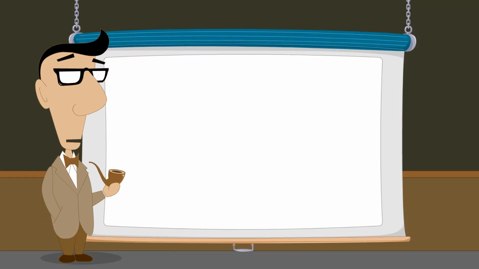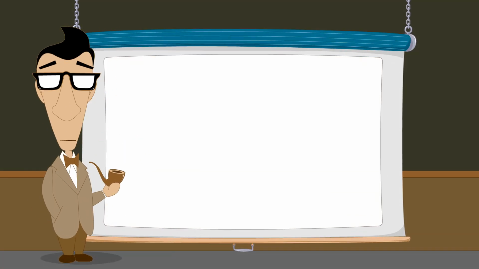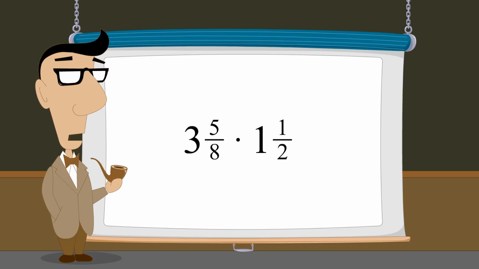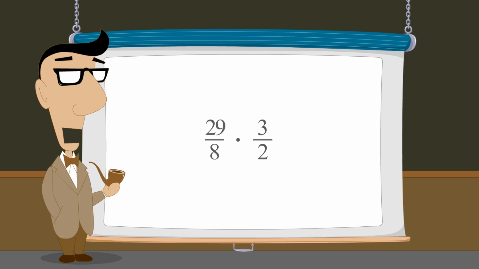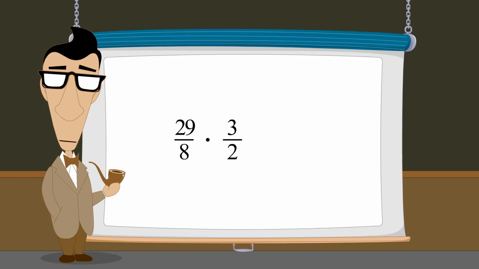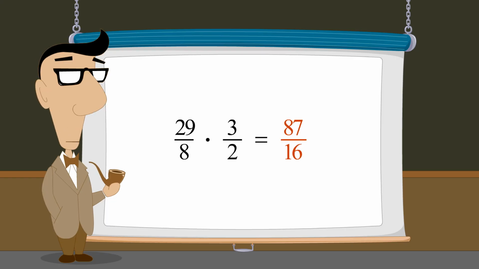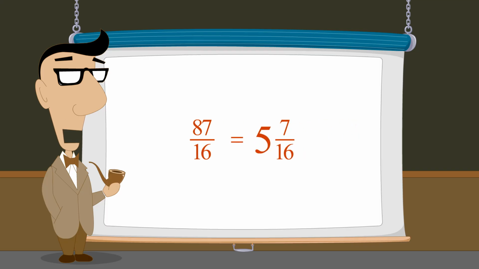Arithmetic operations are often easier to perform using improper fractions rather than mixed numbers. If you encounter a math problem involving mixed numbers, you may find it easier to first convert the mixed numbers to improper fractions and then do the operations. The answer could then be converted back into a mixed number or left as an improper fraction.